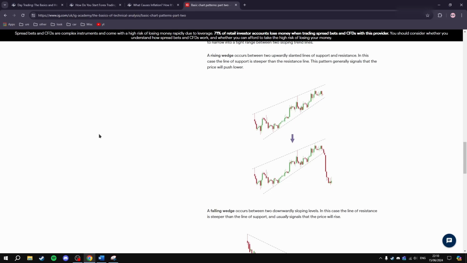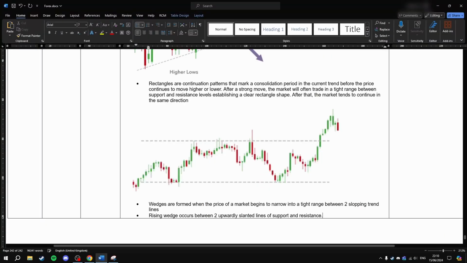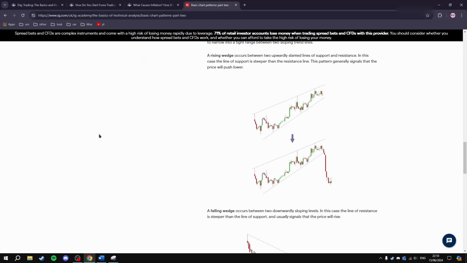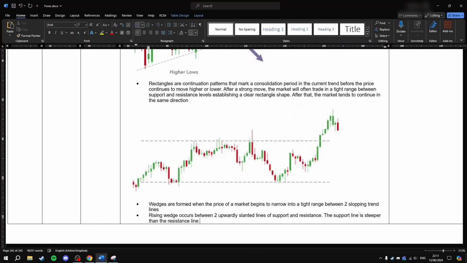In this case, the line of support is steeper than the resistance line. This pattern generally signals that the price will push lower.